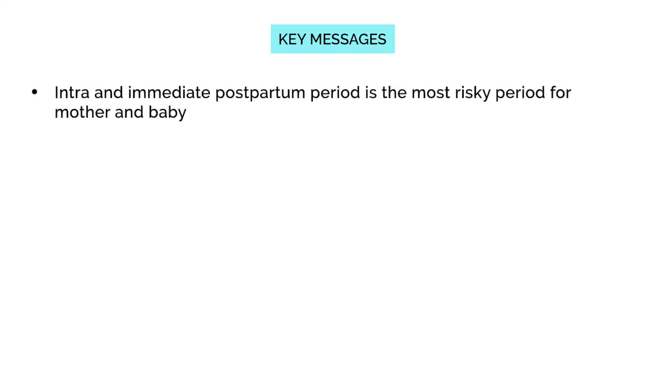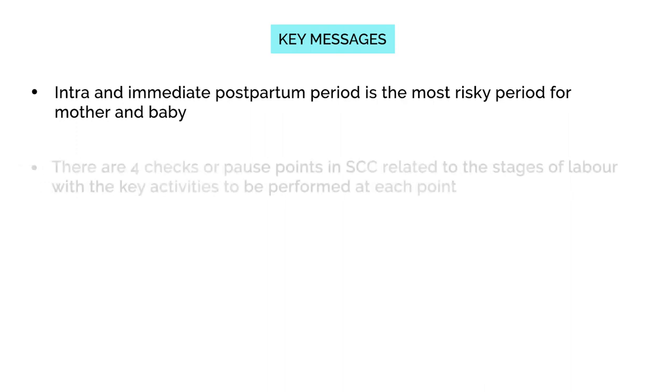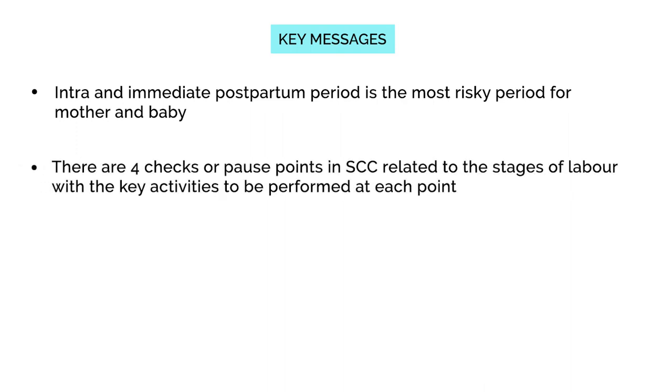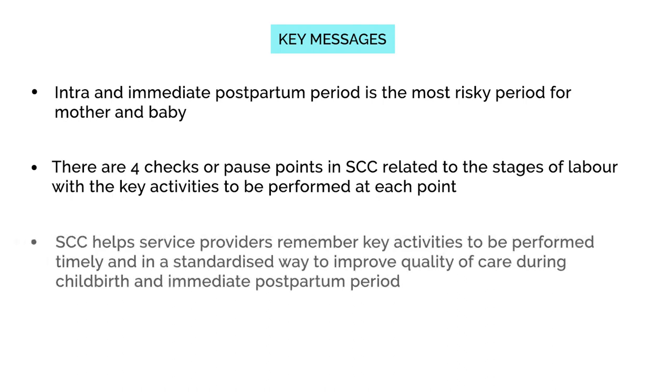At the end, the key messages of this session are that the intra and immediate postpartum period is the most risky period for mother and baby. There are 4 checks or pause points in the Safe Childbirth Checklist related to the stages of labor, with the key activities to be performed at each point. The Safe Childbirth Checklist helps service providers remember key activities to perform timely and in a standardized way to improve quality of care during childbirth and the immediate postpartum period.